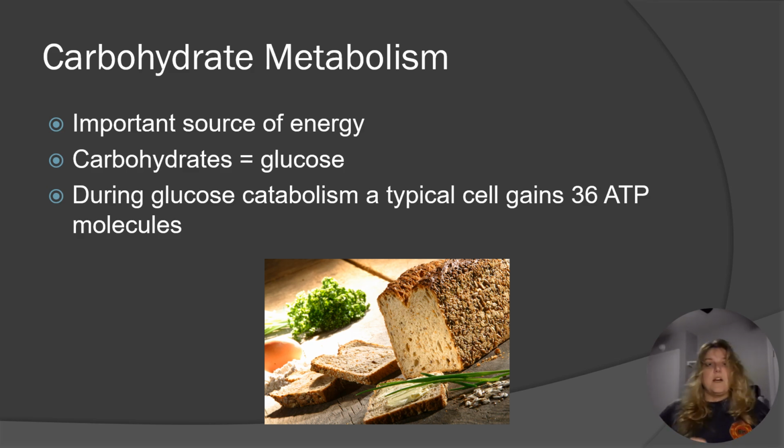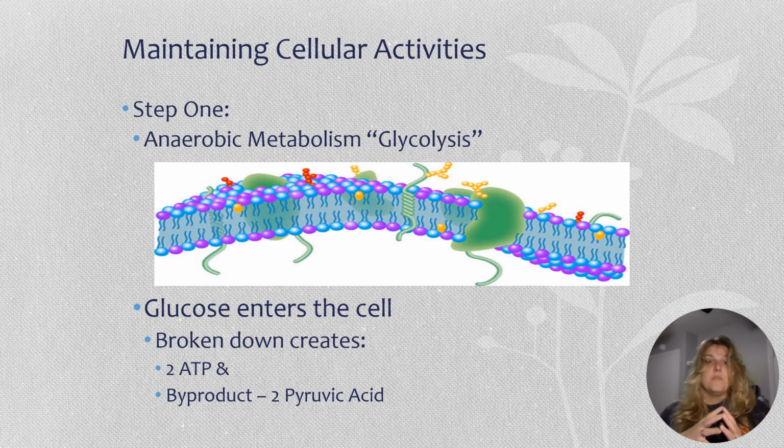So carbohydrates are a very important source of energy, and this happens in the form of glucose. So during the glucose catabolism, during that breakdown, a typical cell will gain 36 molecules of energy, or 36 ATP. We're going to talk about this because it relates back to how your patients tolerate or respond to certain conditions.